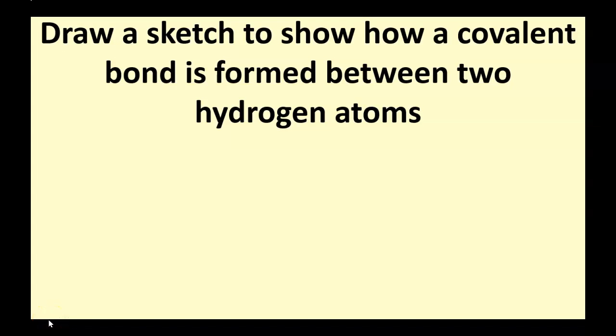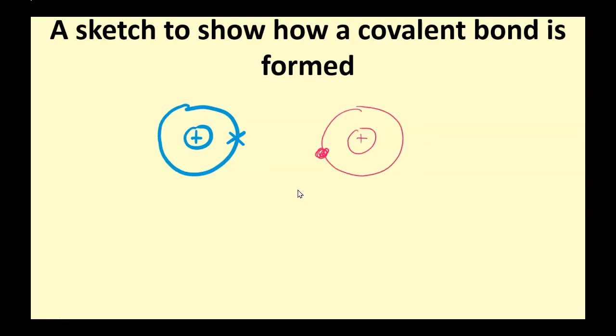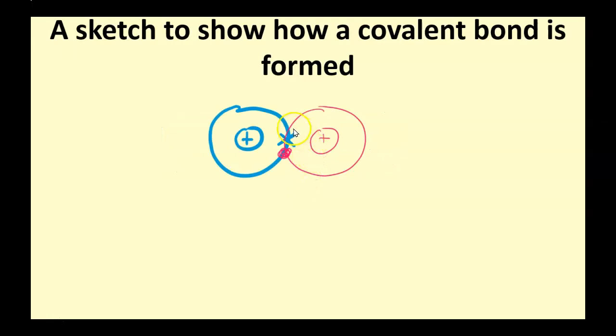Draw a sketch to show how a covalent bond is formed between two hydrogen atoms. Pause the video, have a go at doing it, and see how your answer compares to mine. So the first thing I would suggest doing is drawing two hydrogen atoms. Here you can see we have the positive nucleus for one atom and the nucleus for the other atom here. And when they form a covalent bond, the two atoms will overlap, like so.